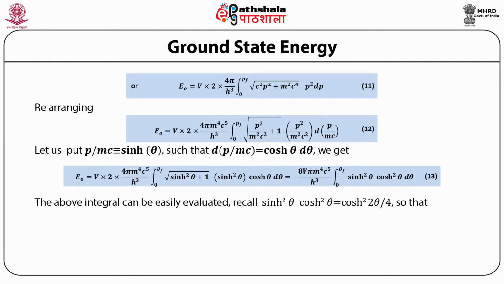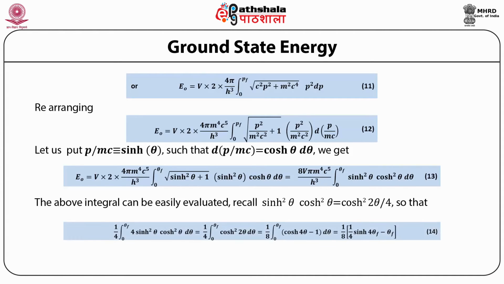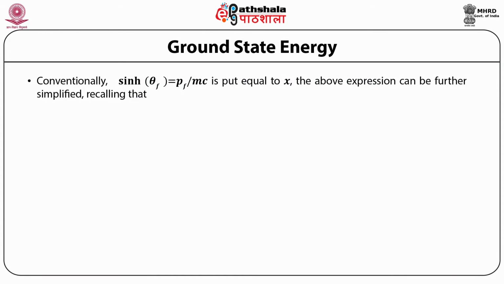The above integral can be easily evaluated. Recall, sinh²θ cosh²θ = sinh²2θ/4, so that 1/4 ∫₀^θF 4 sinh²θ cosh²θ dθ = 1/4 ∫₀^θF sinh²2θ dθ = 1/8 ∫₀^θF (cosh 4θ − 1) dθ = 1/8 [1/4 sinh 4θF − θF]. Conventionally, sinh θF = pF/mc is put equal to x.